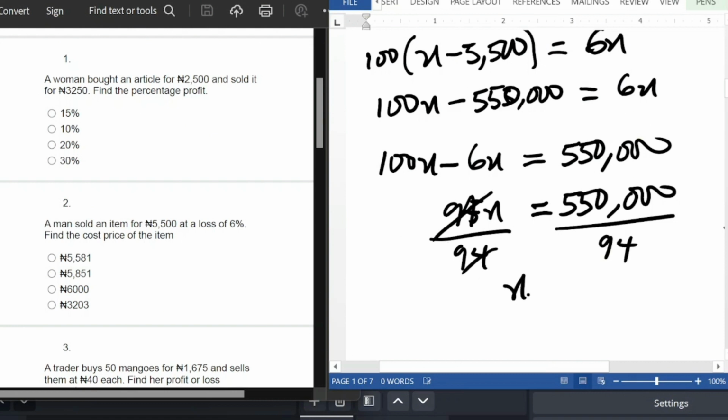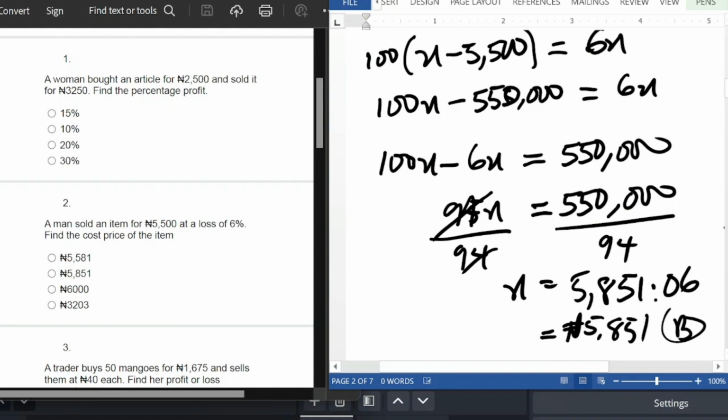So this cancels this, then x will be equal to 550,000 divided by 94. That gives us 5,851.06, which means approximately 5,851. And that is going to be option B. So you have to be very careful when you are looking at the options. Option A and B look alike, but they are not the same. Is that clear? So we move to question number 3 now.